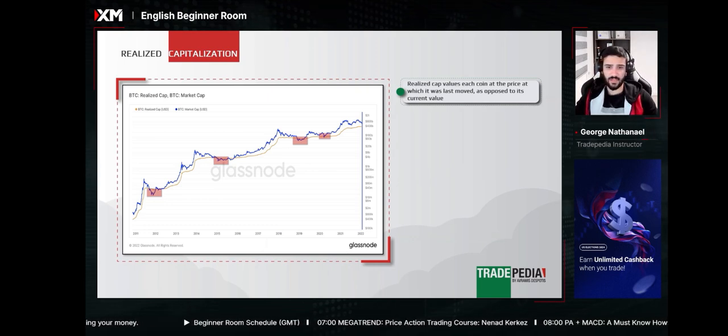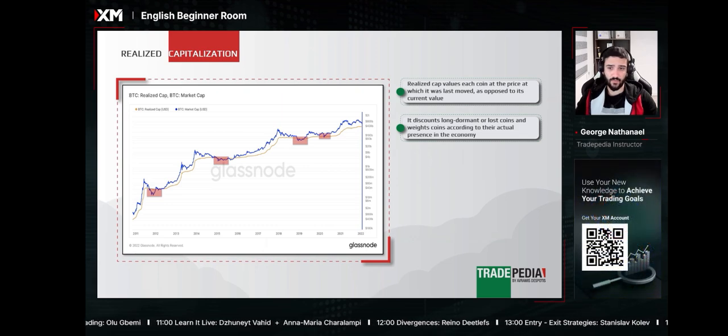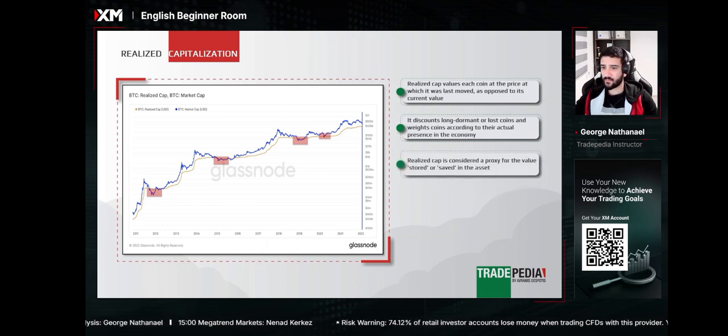Now, when a coin that was last moved at significantly cheaper prices is spent, it will revalue the coin to the current price and thus increase realized cap by a corresponding amount. Similarly, if a coin is spent at a price lower than it was last moved at, it will revalue to the cheaper price and have a corresponding decrease in the realized cap. Given realized cap values each coin at the time it was last moved, it can be considered a proxy for the value stored or saved in the asset.